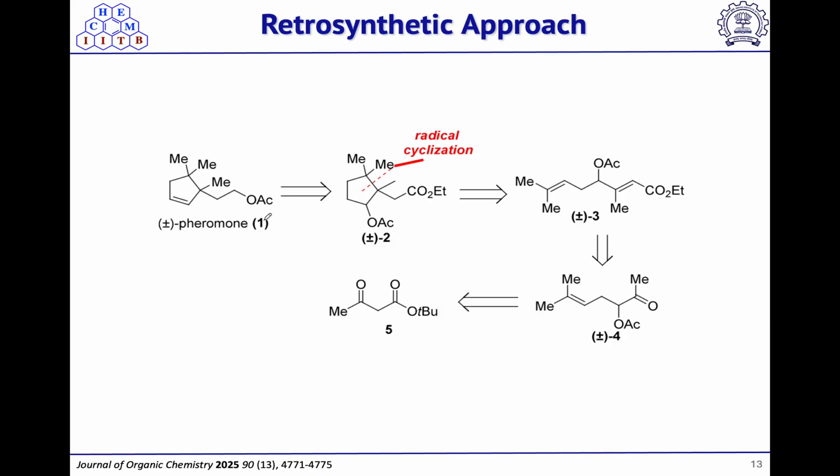So this compound 1 we could get from compound 2 by elimination of this acetate, right? We can get this olefin. Now this compound 2, how can we get it from plus minus 3? By radical cyclization between this carbon and this carbon. How many member ring will form? 1, 2, 3, 4, 5. A 5 member ring will form. So radical cyclization between this carbon and this carbon will give this compound 2.